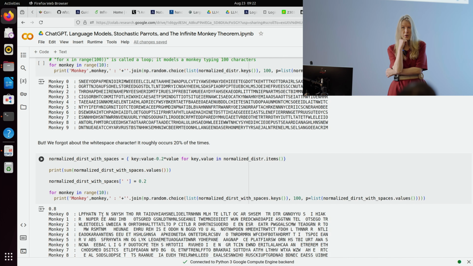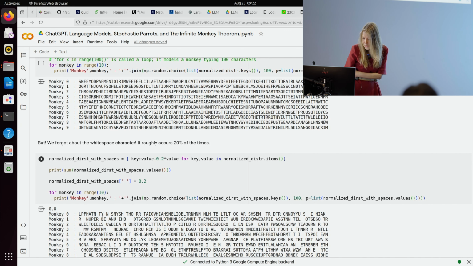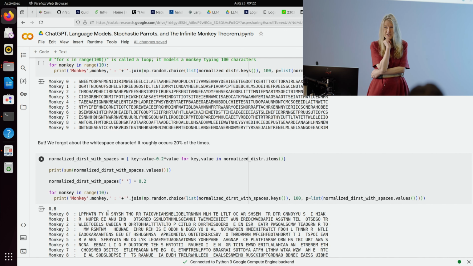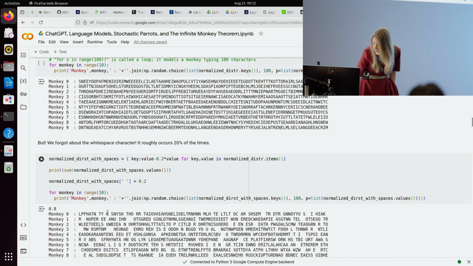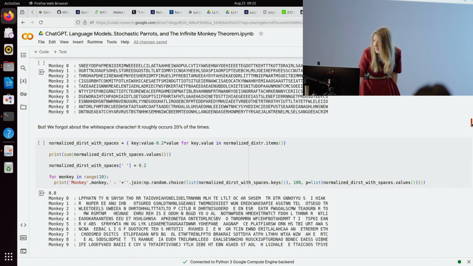So what do you notice about this text? It still doesn't look like English, but it has one feature that resembles English already. The average word length is more like English. So we have more words, if you can call these words, pseudo words, of lengths 1, 2, 3, 4, right? But there are still some extremely long words that we are unlikely to see in English. Still, it doesn't look like real English.